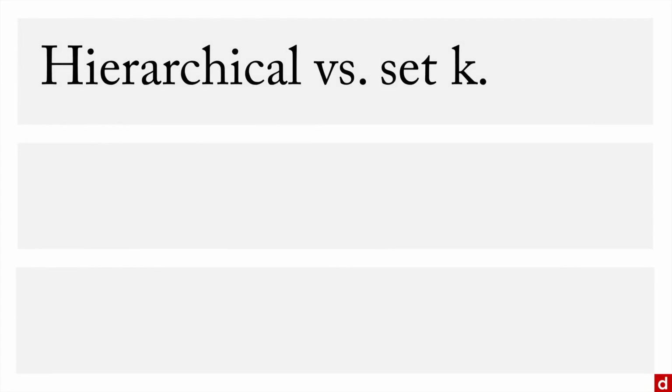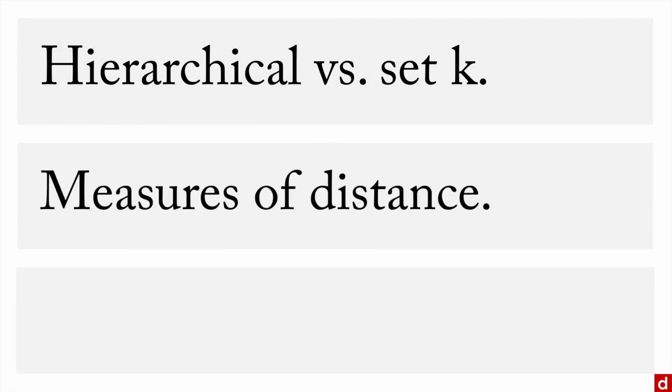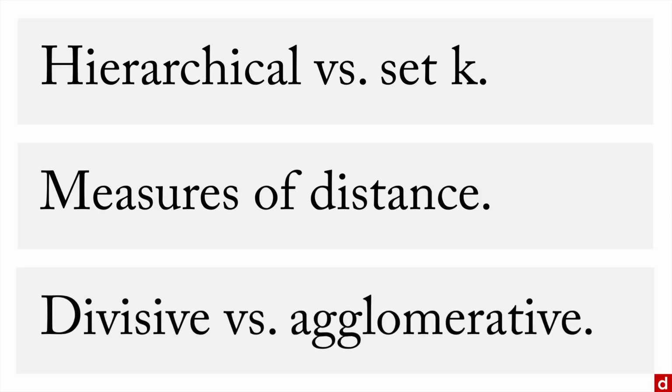You can do, for instance, what's called a hierarchical approach, which is what we're going to do, or you can do it where you're trying to get a set number of groups, that's called K, the number of groups. You also have many choices for measures of distance, and you also have a choice between what's called divisive clustering, where you start with everything in one group and then you split them apart, or agglomerative, which is where they all start separately and you selectively put them together.